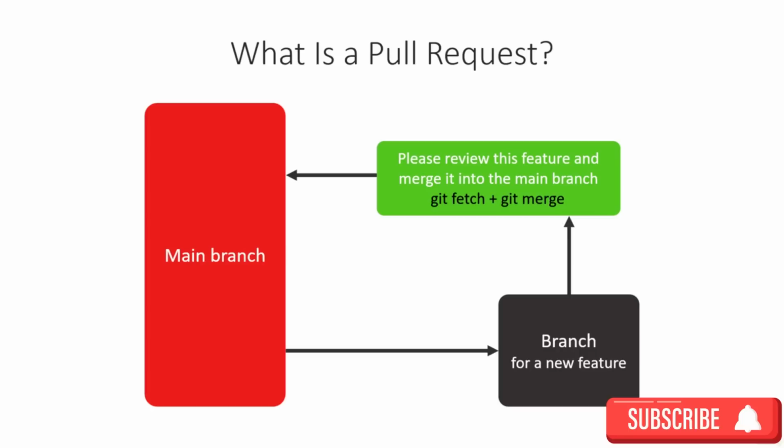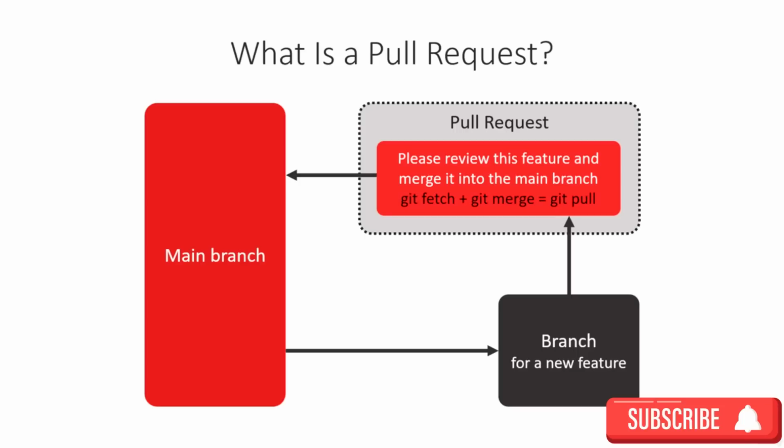Now, as you know, the two commands git fetch and git merge can be executed in one go by using the git pull command. So, you actually requested that your teammate pulls your branch with a new feature into the main branch. Now, exactly for this request, to pull your feature branch into the main branch, GitHub supports so-called pull requests. With a pull request, you can say on GitHub, "Hey, please look at the code in my branch and merge it into your main branch if it is okay."